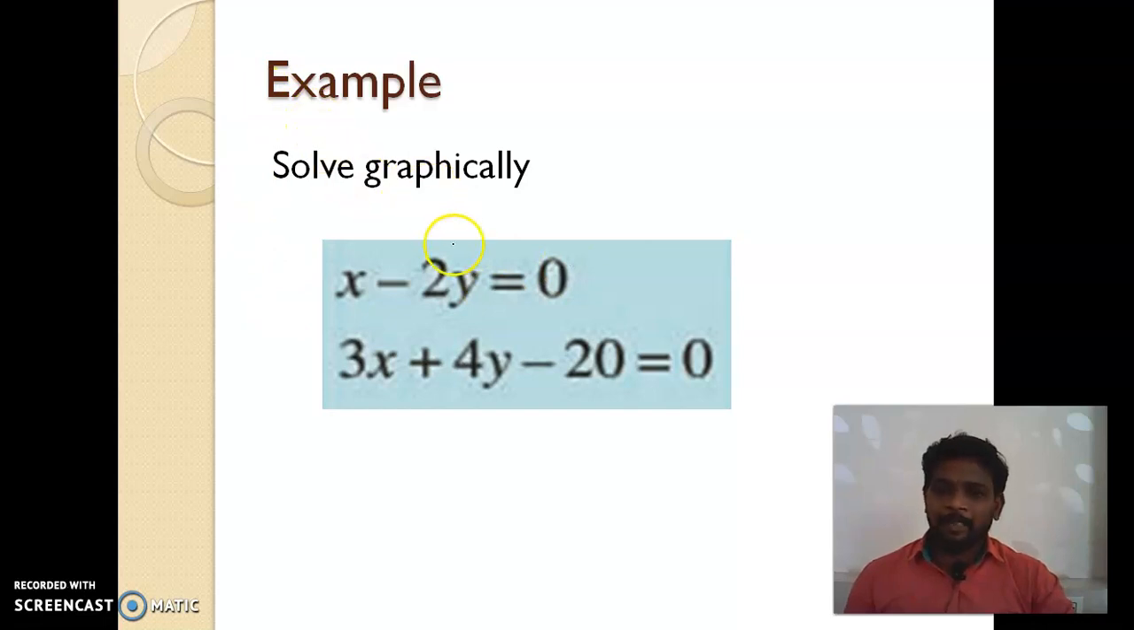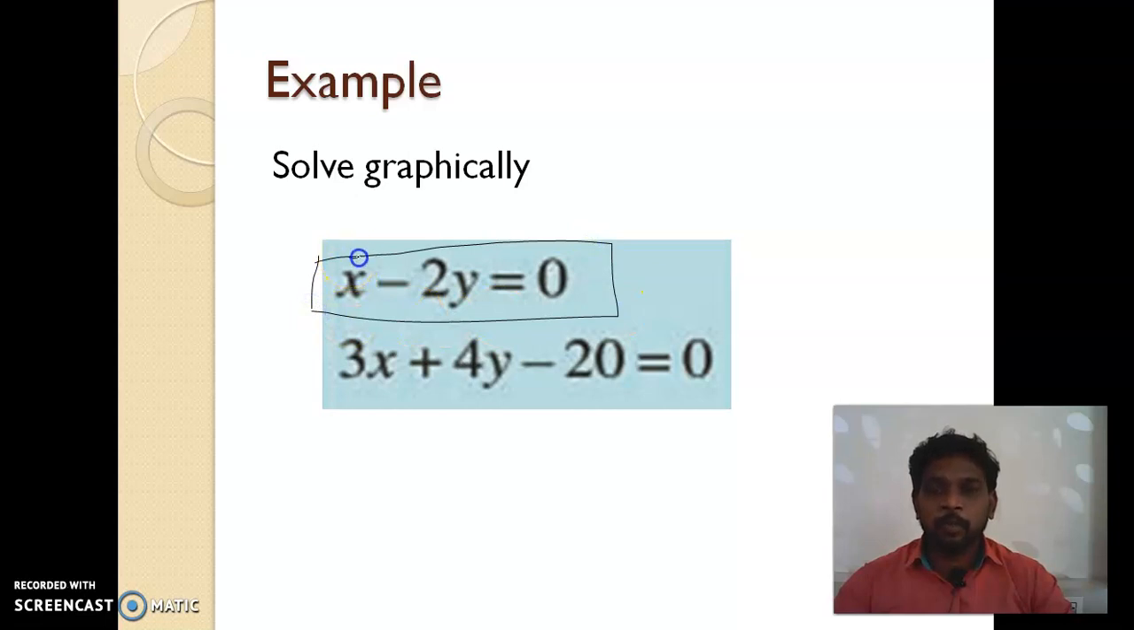So solve graphically. x minus 2y equal to 0, 3x plus 4y minus 20 equal to 0. So we are going to draw the graph of these two linear equations in the same graph. Already you have learned in your 9th standard how we can draw the graph for a single linear equation with two variables. Similarly here also you are going to do the same thing.